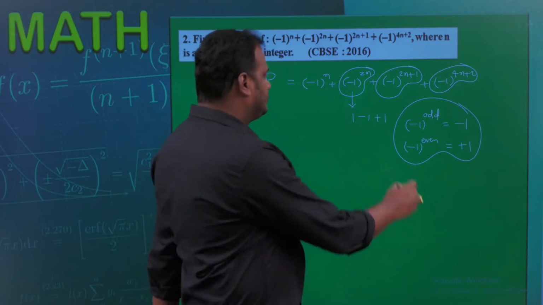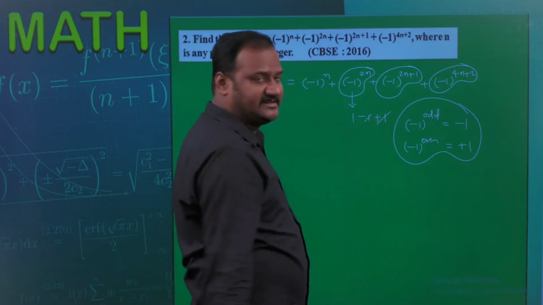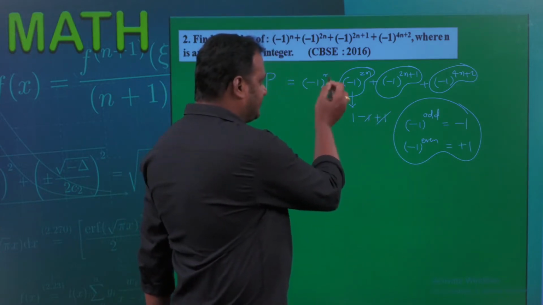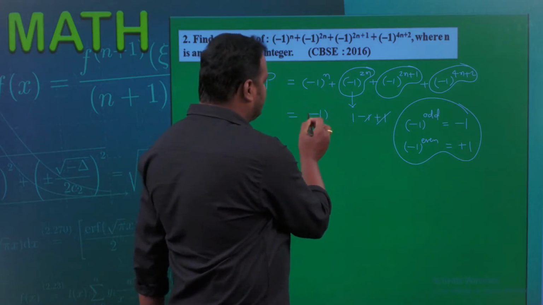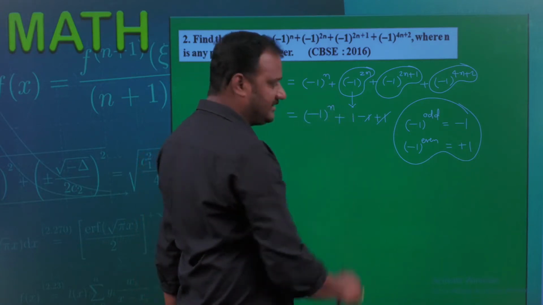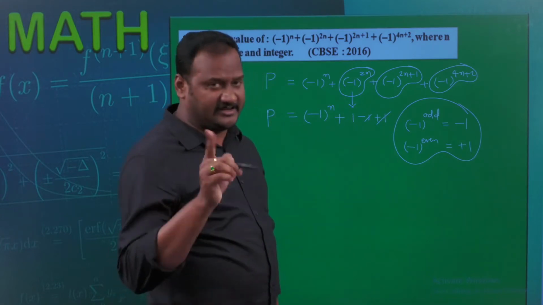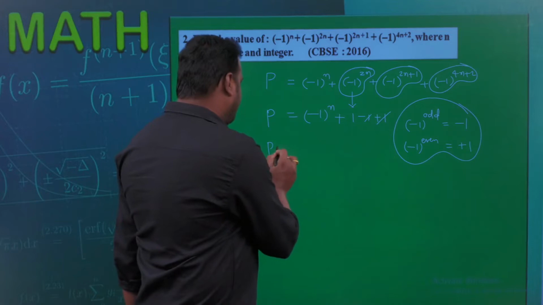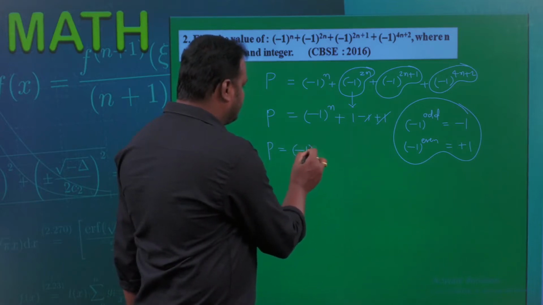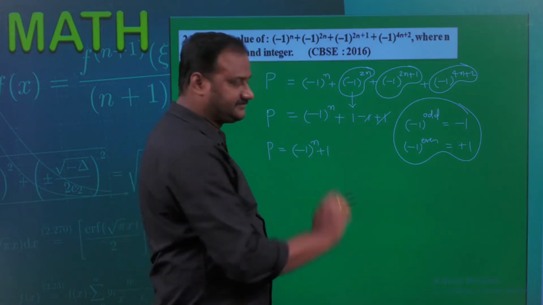Got it? So, here itself minus 1 and plus 1 cancel. But we cannot say about this, so I am going to write this (-1)^n only. So, finally, my P without substituting any value of n will become P is equal to (-1)^n plus 1.